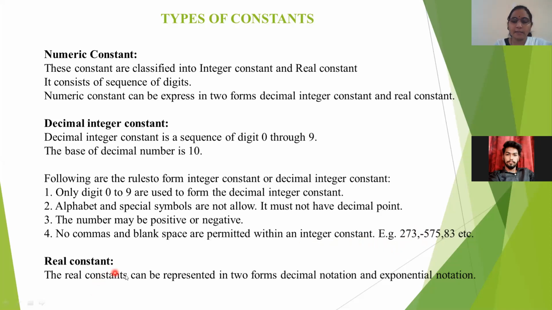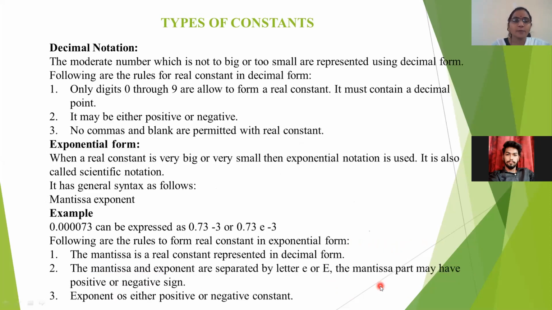Then the second category is real constant. First of all, you should understand real numbers. Real numbers are numbers which consist of a fractional part, or numbers which consist of a decimal point, and they are called real constants. These real constants are represented in two different forms: decimal notation and exponentiation notation. The first notation is decimal notation.